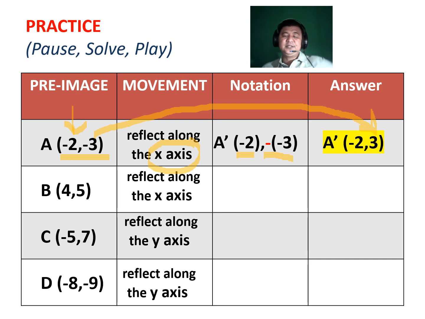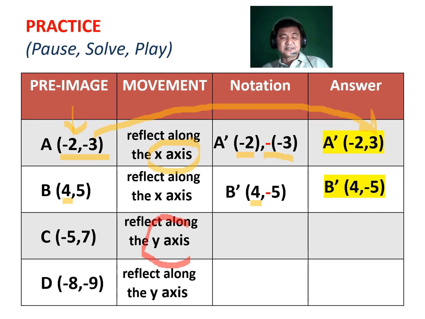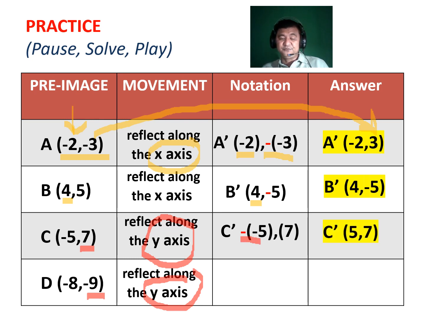All right. Now, try the next one. So let's see if you're right. Pause. Answers. B comma negative 5 because you retain the x. Retain the x. Opposite of 5. There you go. How about the next one? Reflect along the y-axis, so preserve the y. Preserve the y. Therefore you could say the opposite of negative 5, the negative of a negative 5 is a positive 5. So 5 comma 7.